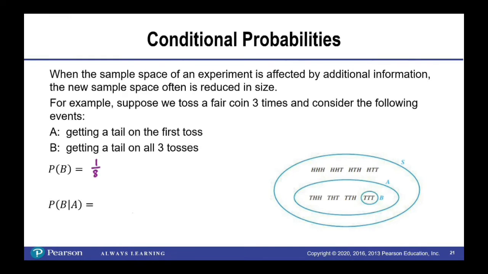Now look at the next one. Notice there's a line between the B and the A. That line represents given. So this tells me I am giving you some extra information that's going to reduce my sample space. There is still only 1 outcome that has a tail on all 3 tosses. But this time I have reduced my sample space to A. And so we only have 4 outcomes in A, and my conditional probability here is 1 out of 4.